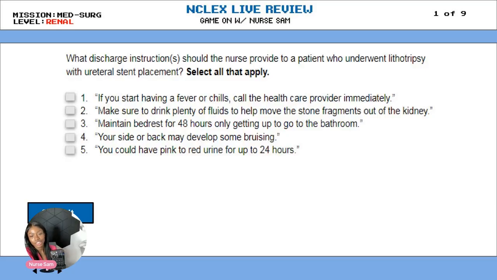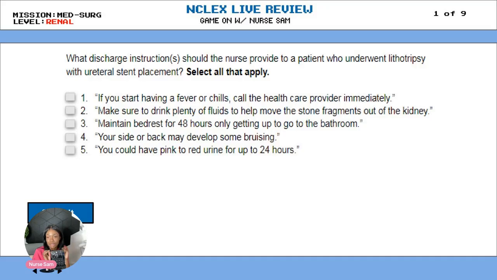Okay, first question. Once again, this is select all that apply practice, so we're going to do a lot of select all that apply practice questions. This one reads: what discharge instructions should the nurse provide to a patient who underwent lithotripsy with ureteral stent placement? Select all that apply.